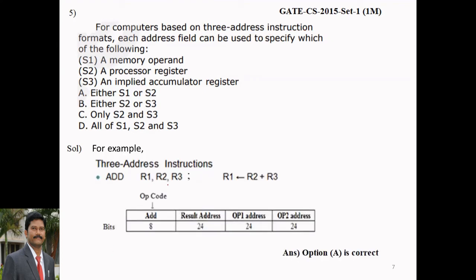Let us say add R1, R2, R3. Here the accumulator concept will not come. So R2 plus R3, the result is stored in R1. So it requires the address fields: address 1, address 2, address 3. So in the 3 address instructions, one opcode is there and 3 address fields are there, which are related to memory or register. Hence option A is correct.